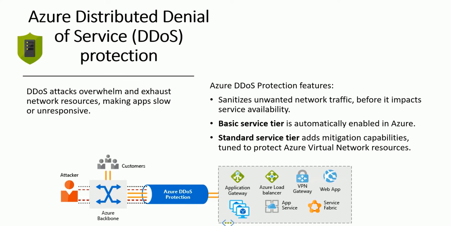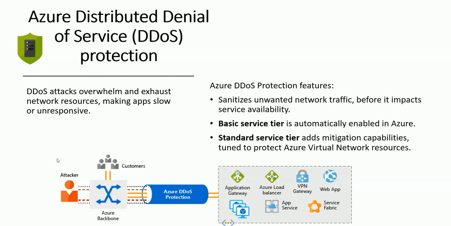With the Azure DDoS protection service, Azure will identify those as being malicious, therefore it will filter them out, and as a result, your server will not be down. You can see that there are the standard tier and the basic tier, which is free of charge and is automatically enabled. Then the next level is the standard service tier, which adds mitigation capability, tuned to protect virtual network resources. This is a paid option.